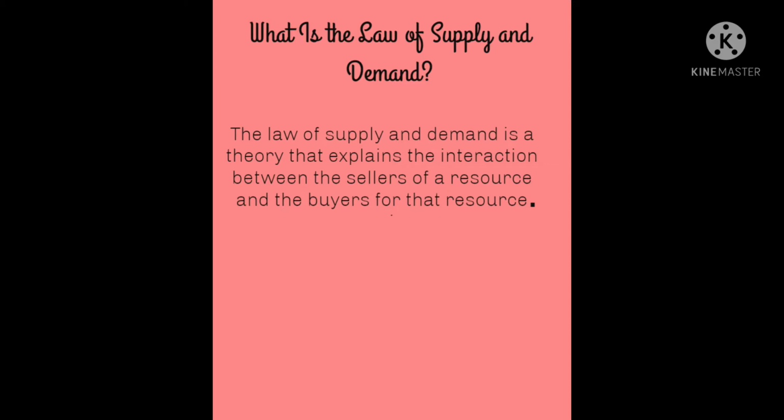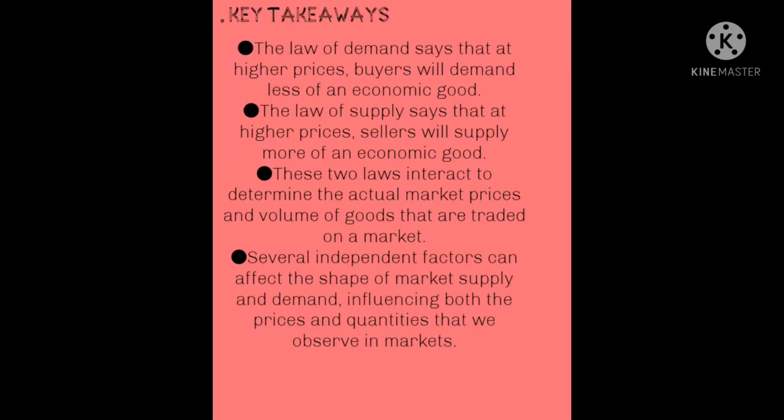The theory is based on two separate laws, the law of demand and the law of supply. The two laws interact to determine the actual market price and volume of goods on the market. Now, these are the key takeaways. The law of demand says that at higher prices, buyers will demand less of an economic good. The law of supply says that at higher prices, sellers will supply more of an economic good. These two laws interact to determine the actual market prices and volume of goods that are traded on a market.